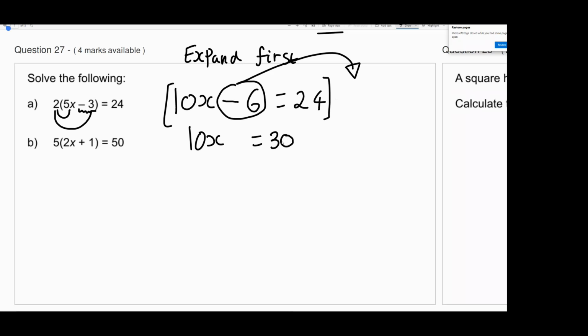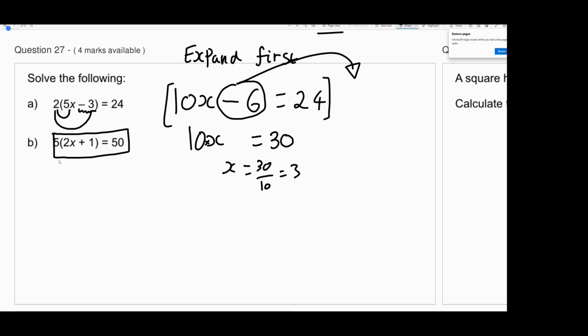And then how would I get rid of the 10? Because it's right by the x, like that. So how would I get rid of the 10? Yeah, we'd have to divide by 10. Brilliant. So we'd have to do x equals 30 divided by 10, which is 3. Well done. There we go. So now let's have a look at b.